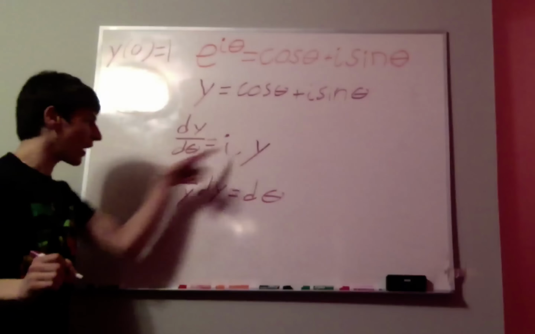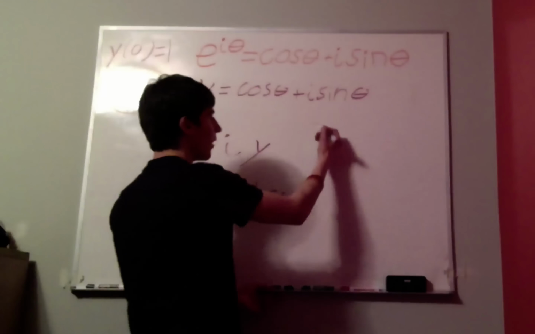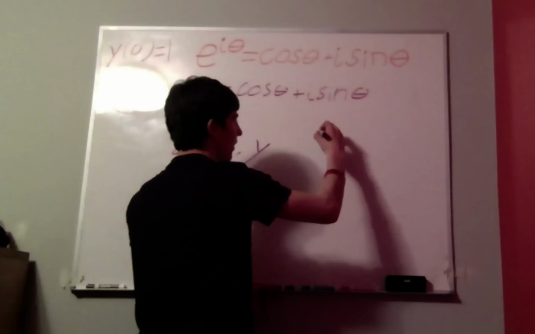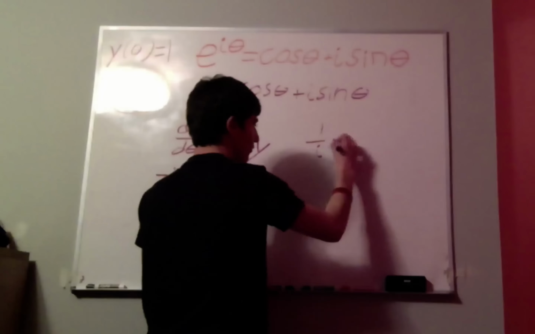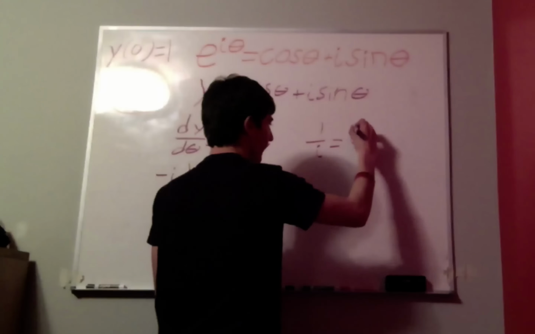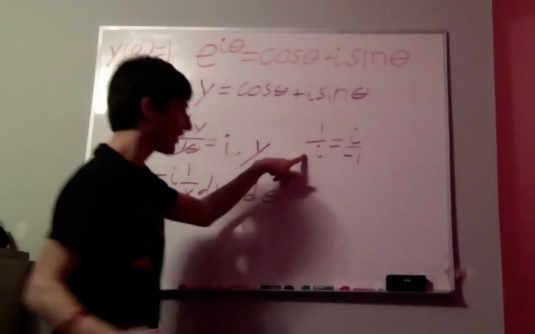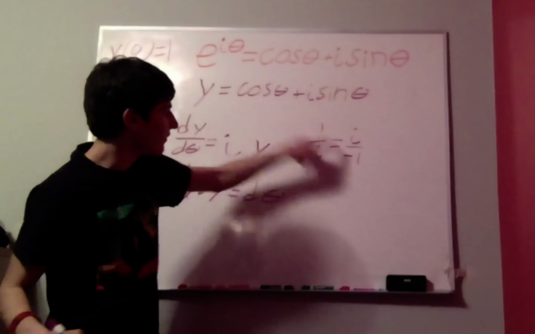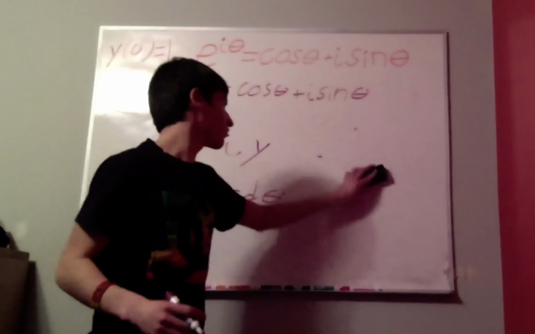And 1 over i is equal to minus i, because you can say that 1 over i is equal to i over minus 1. And so i squared is minus 1, and then when you cross multiply, that's an easy way to check that that holds true.